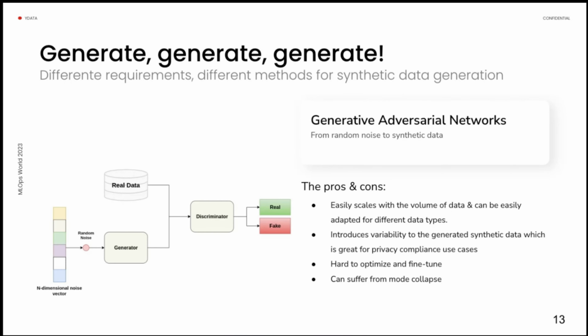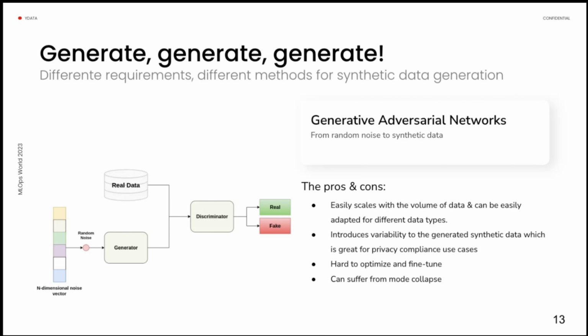And what concerns GANs, they are pretty powerful at mimicking behavior. In reality, they mimic the behavior of two networks, right? So they have this min max game kind of logic where you have two networks actually competing until one can trick the other. They are very powerful for the generation of synthetic data. So in terms of pros, they can easily scale with the volume of data. They can really well adapt to different types of data.